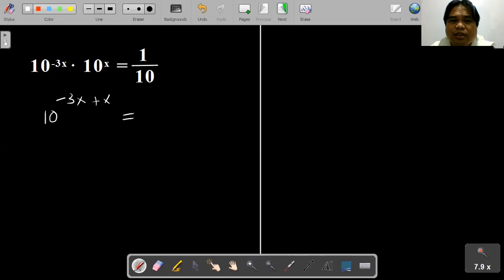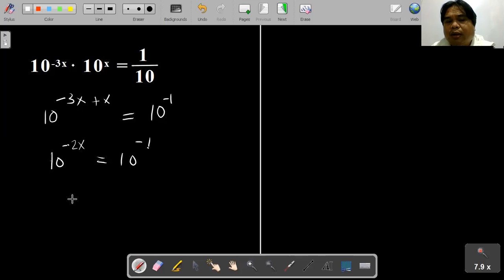I can transform this into 10 to the power of negative 1. It's the same, right? 1 over 10 is the same as 10 to the power of negative 1. And then simplify negative 3x plus x, and you will have negative 2x is equal to 10 to the power of negative 1.